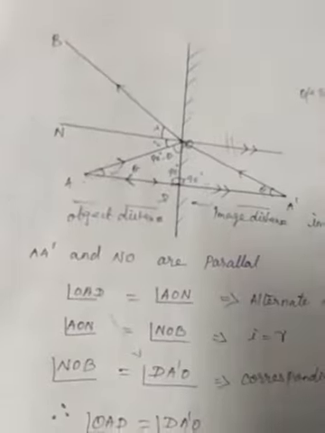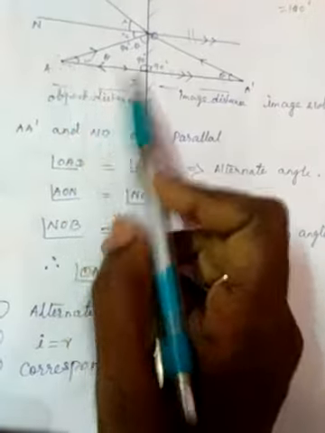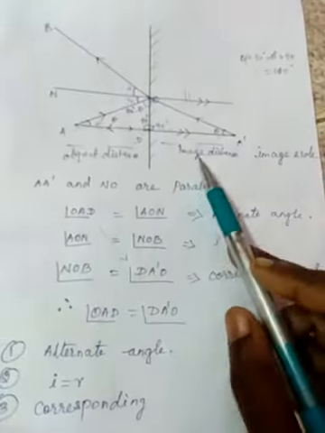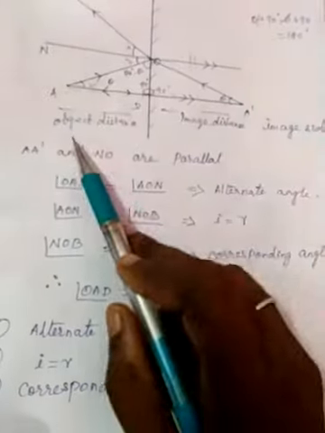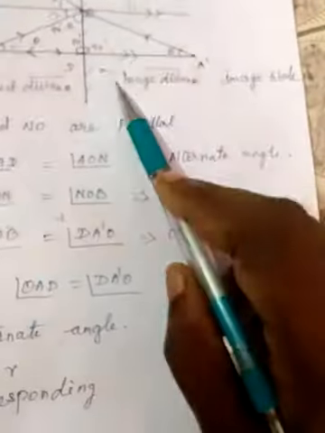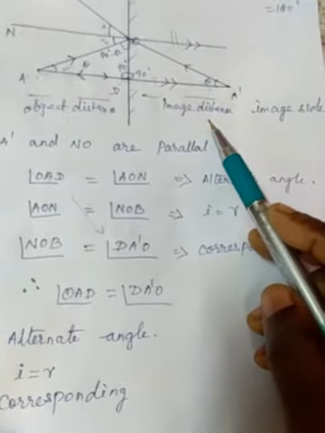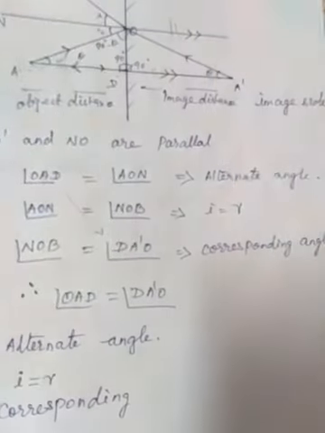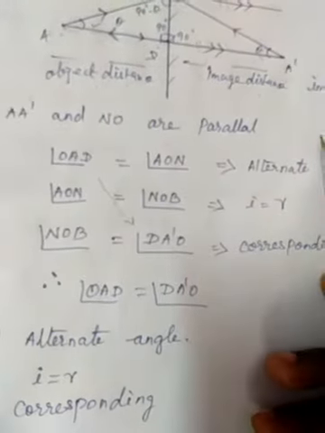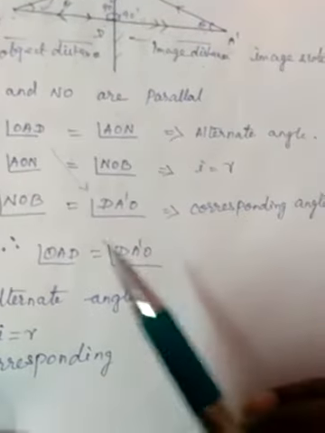Next, we calculate the angles. This distance is the object distance, and this is the image distance. For the mirror, the gap between the object and the mirror is the object distance, and DA dash is the image distance. We have to prove that the object distance equals the image distance. That is image formation in the plane mirror. Now A dash and NO are parallel, as I already told you.